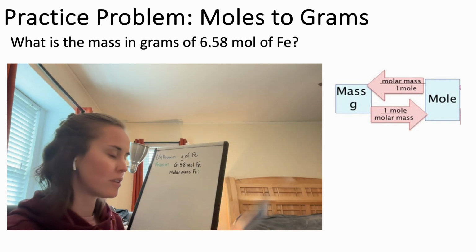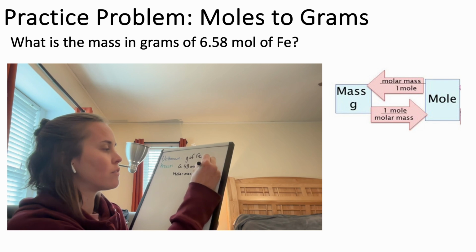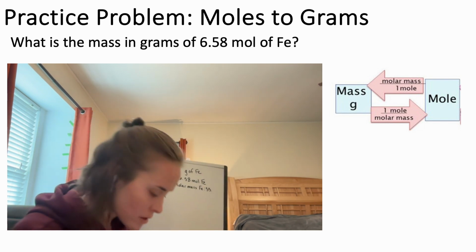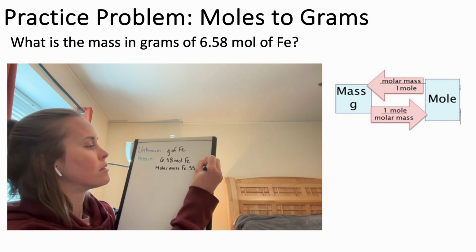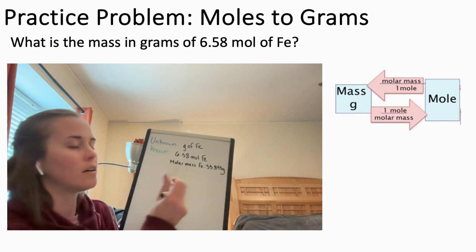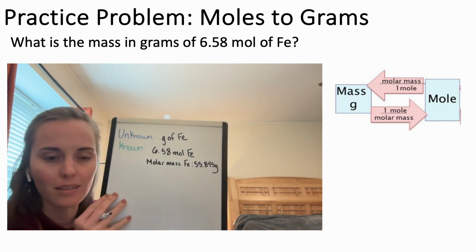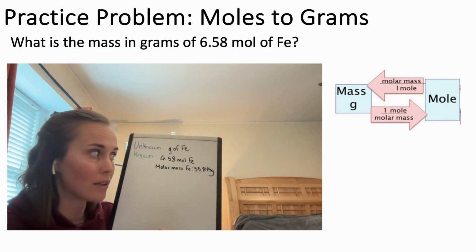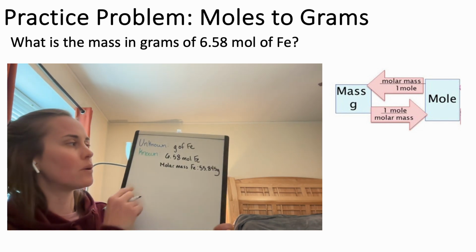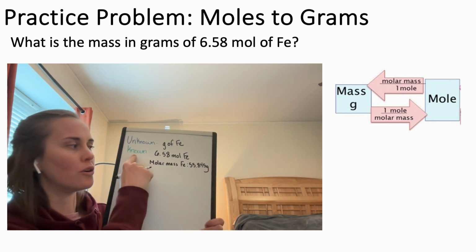Iron, it says it's 55.845 grams. That is going to be your molar mass. It's also your atomic mass. It's just a very convenient number. You don't have to do anything with that number. So now we are going to write out our problem, starting with our known.